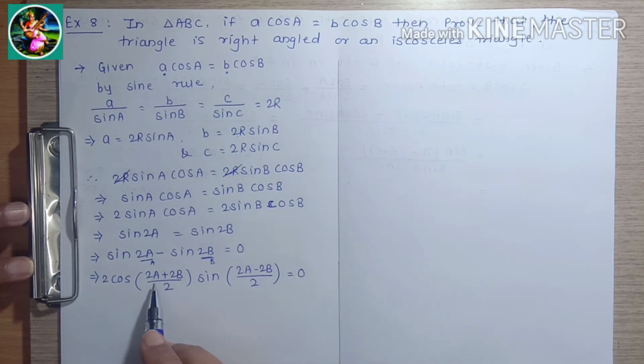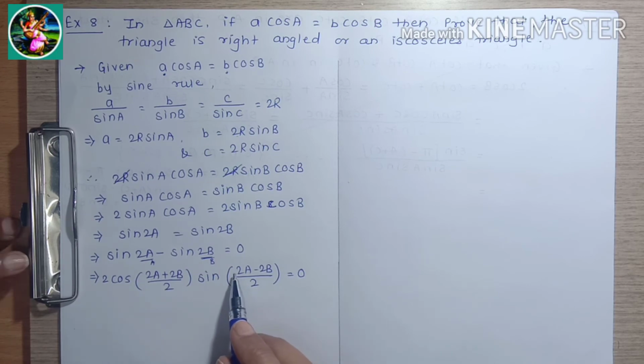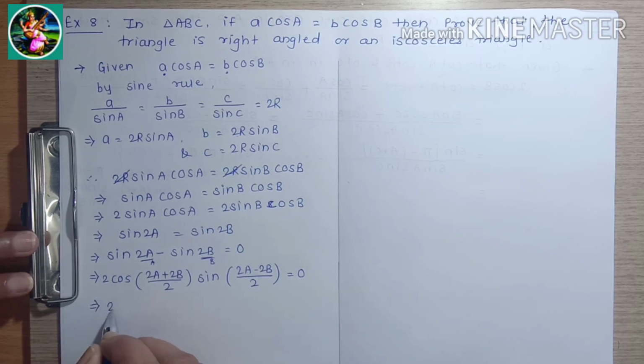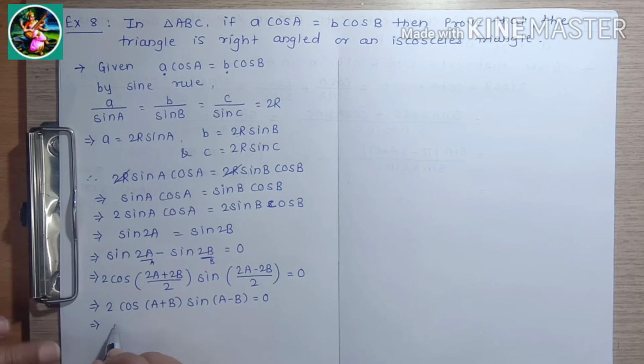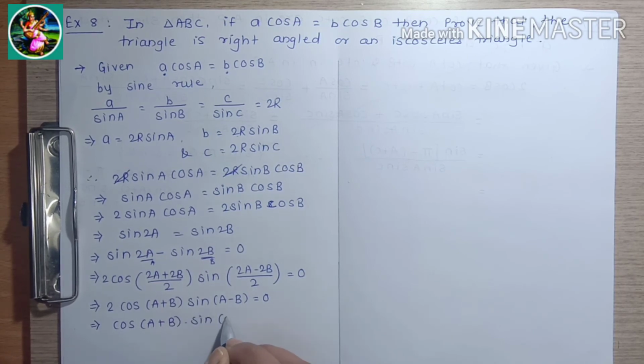Here we take 2 common from the numerator and cancel with these 2. Here also we take 2 common from the numerator and we cancel it with the denominator. We get 2 cos of (A plus B) into sin of (A minus B) is equal to 0. Now this 2 we cancel, we get cos of (A plus B) into sin of (A minus B) is equal to 0.